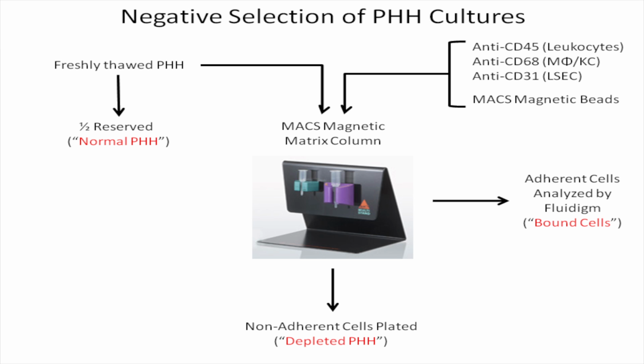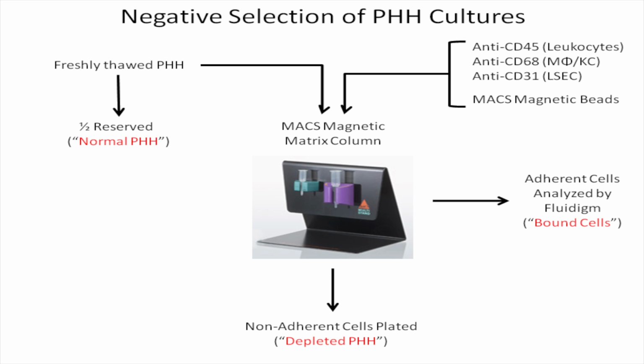The other half of the prep, we put over a magnetic column with these magnetic beads to select out leukocytes using anti-CD45, macrophages and Kupffer cells with anti-CD68, and we used anti-CD31 to try and get any liver sinusoidal endothelial cells. And so the cells that came off the column, we effectively believe that they were depleted of non-parenchymal cells, so we called them depleted PHH preps. And we also went back to the cells that stuck to the column and analyzed them. And we went back to our Fluidigm platform, and here are some of the results.